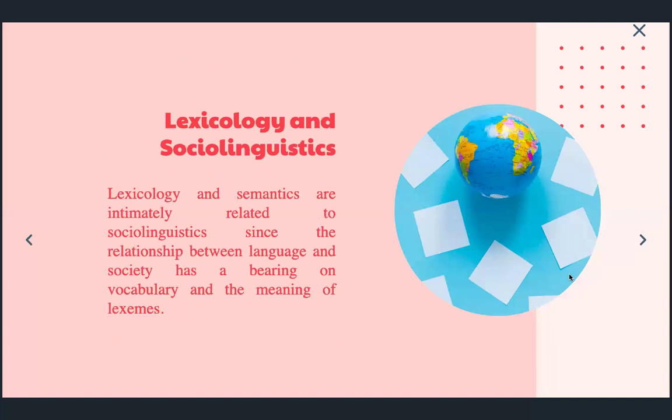Finally, some brief words about lexicology and sociolinguistics. Lexicology and semantics are intimately related to sociolinguistics, since the relationship between language and society, which is the object of sociolinguistics, has an important bearing on vocabulary and the meaning of lexemes.